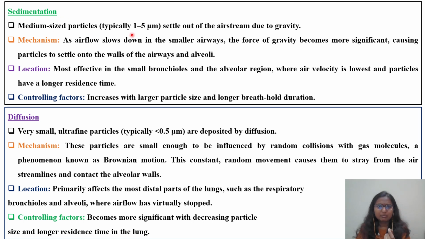Medium-sized particles, typically 1 to 5 micrometer. Earlier it was more than 5 micrometer. This is 1 to 5 micrometer. They settle out of the airstream. Air is flowing in this direction.